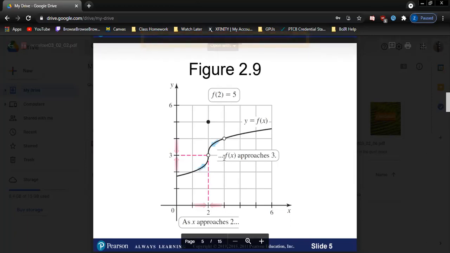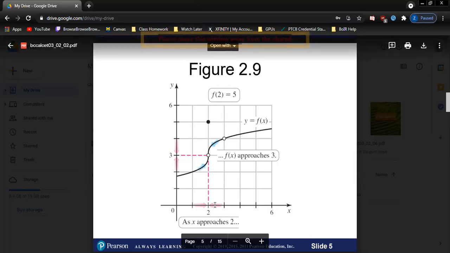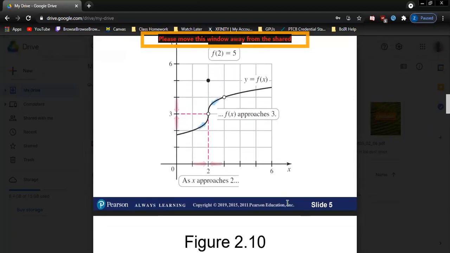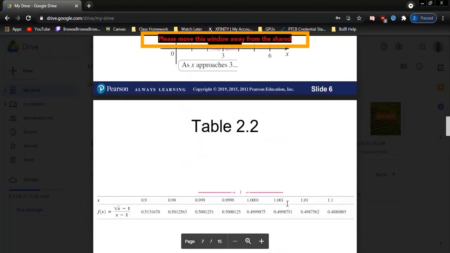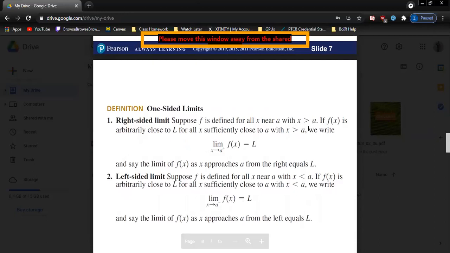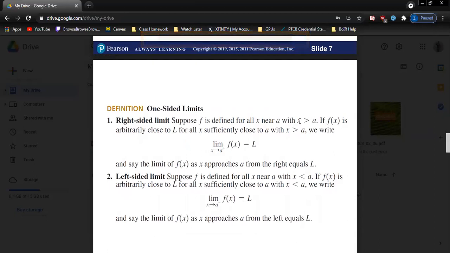So x greater than a means you are actually going to your right, and that's what we need for the right-sided limit, right? Because we'll be moving from the right-hand side, so obviously you need to consider the values which are greater than the value you're approaching. Now, does this make sense before I move any further? Anyone, any question?